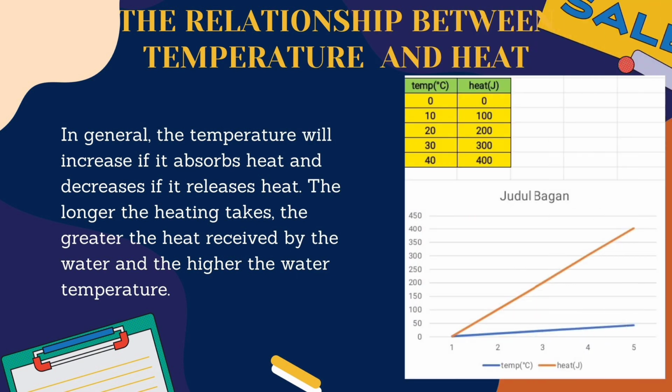The next material is about the relationship between temperature and heat. For example, if we want to study the relationship between temperature and heat when changing the temperature of an object, we can create a graphic table as follows. In this table, each row represents one data point. For example, at a temperature of 10 degrees Celsius, the amount of heat transferred to the object is 100 joules. In general, the temperature will increase if it absorbs heat and decrease if it releases heat. The longer the heating takes, the greater the heat received by the water and the higher the water temperature.